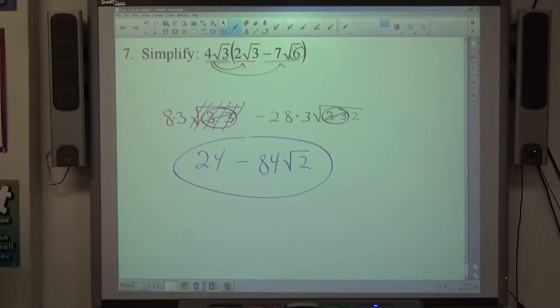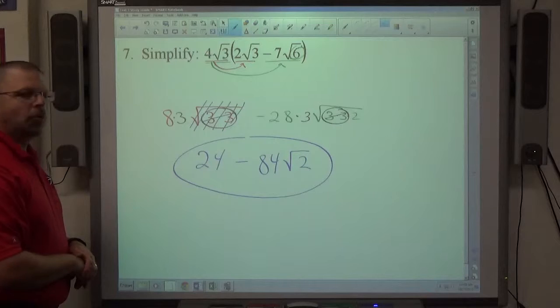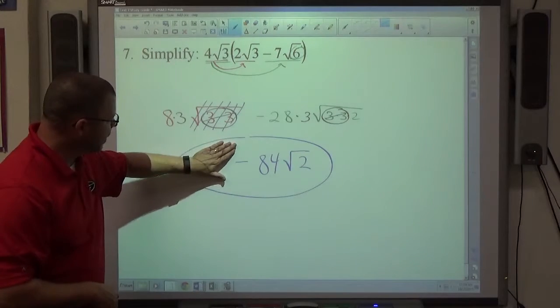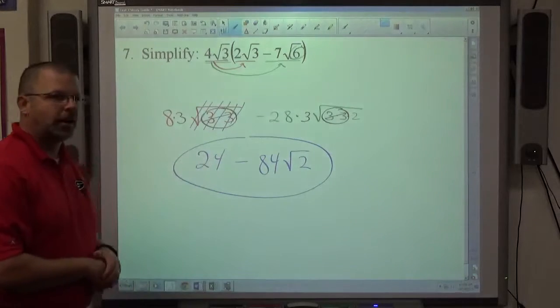So stop at the point where you can't go any further. Do a legal mathematical process. So I cannot subtract those numbers. That has a square root, that doesn't. That's the final answer.